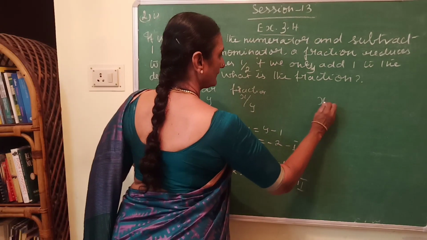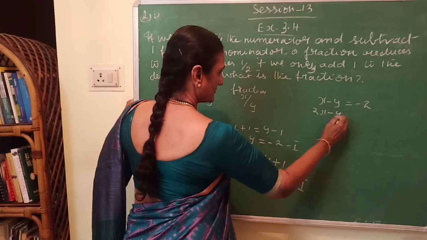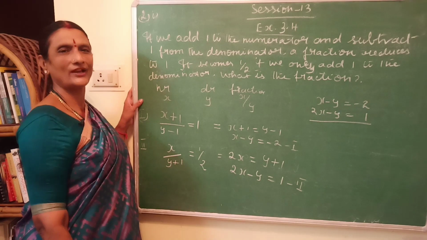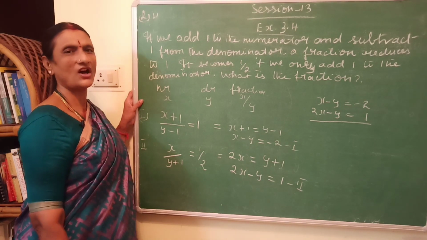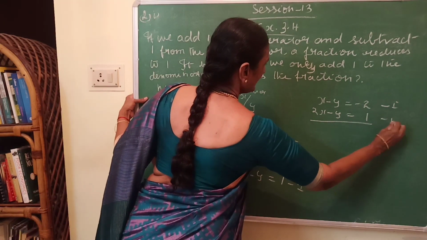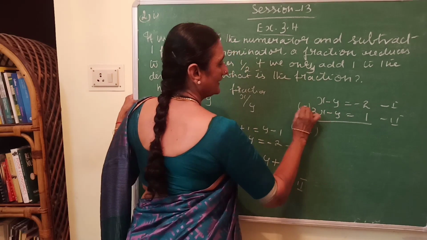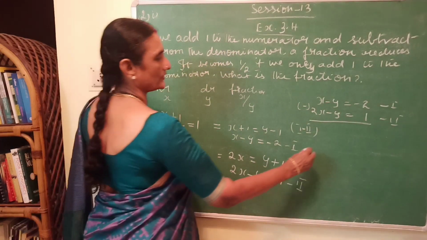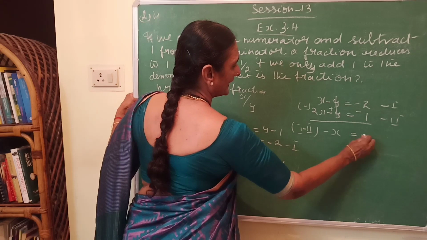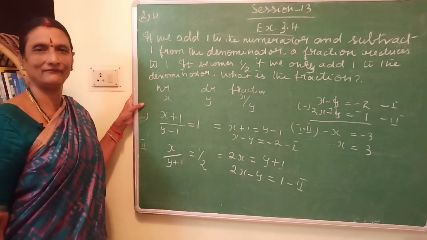I will be writing down both the equations in this manner: x minus y is equal to minus 2, and then 2x minus y is equal to 1. Now if you look at the equations, the coefficient of y remains the same. So how can we eliminate it? Just by ordinary subtraction. So I write equation 1 minus equation 2. So x minus 2x is going to give you minus x, and the y terms get cancelled, and then this becomes minus 3. Therefore, x is equal to 3 is the value for x.